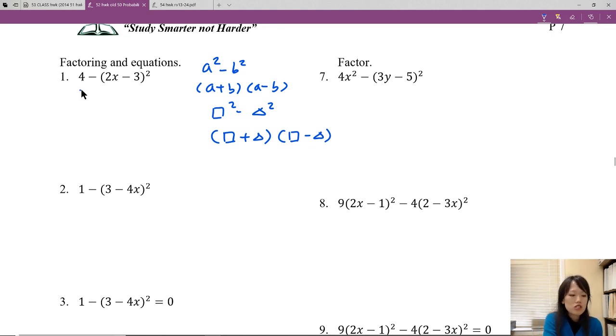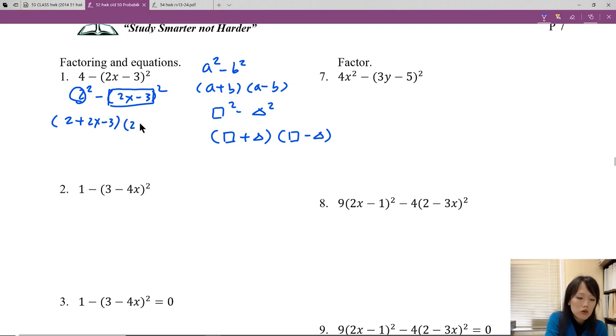So you're going to do what? This is 2 squared, watch out, not a 4, right? 2x minus 3 whole thing squared. So you're looking at this thing and this thing. So add them together, so you're going to say 2 plus 2x minus 3. The other one could be, watch your negative. It's 2 minus, technically the whole thing. If you're going to forget it, put a parentheses there. It's 2 minus the quantity of 2x minus 3. So it's going to be 2x minus 1.